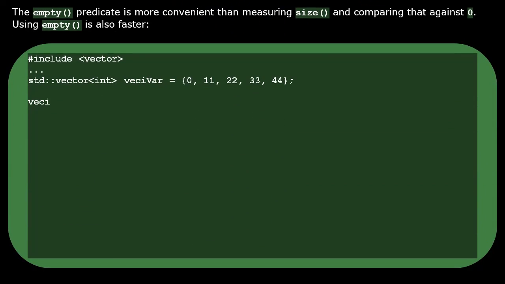The size function measures how many items are in the vector. But if you're going to be comparing that against 0, it's more convenient to just use this empty function. This empty function also may be faster than size.